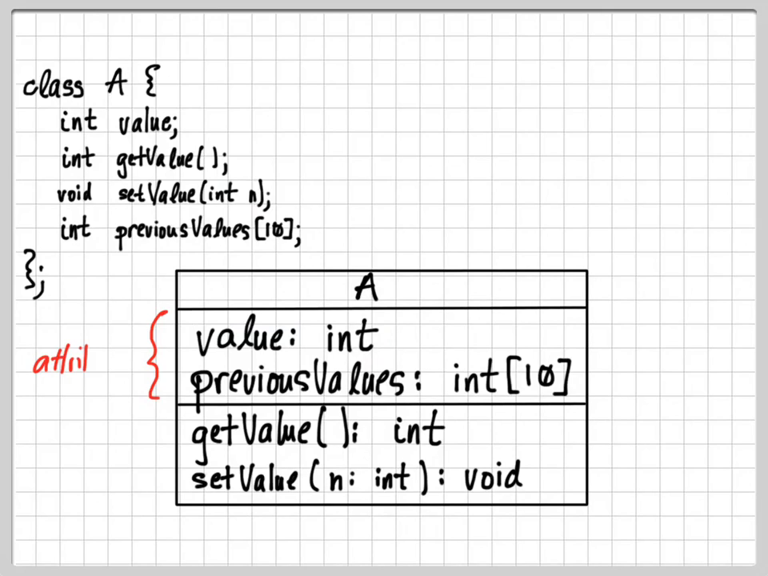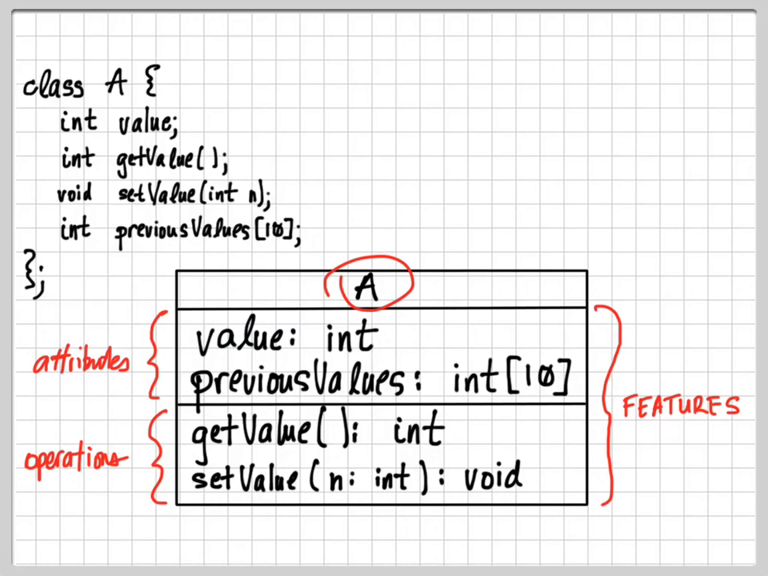So the top bit of this class represents the attributes. And then we separate the attributes from the operations with a solid line. But everything that we see, the attributes plus the operations, makes up the features of this class. And above the features, we represent the class name, A.